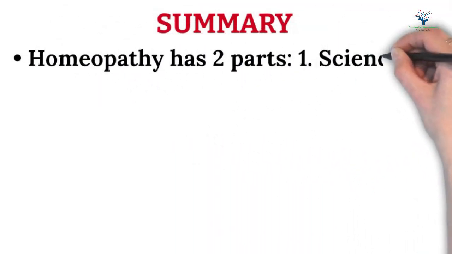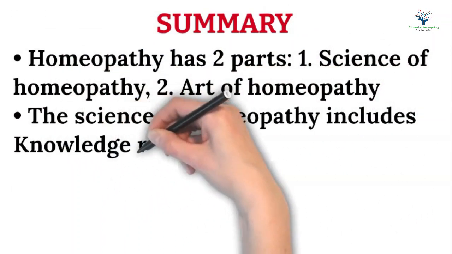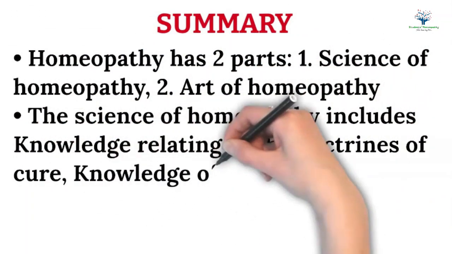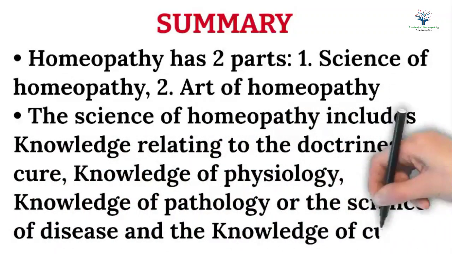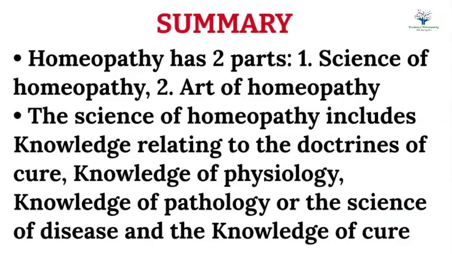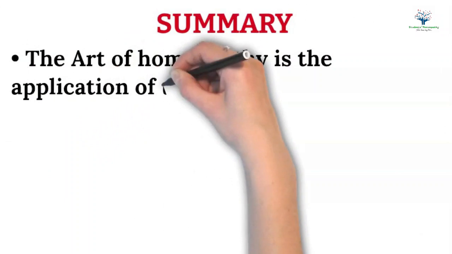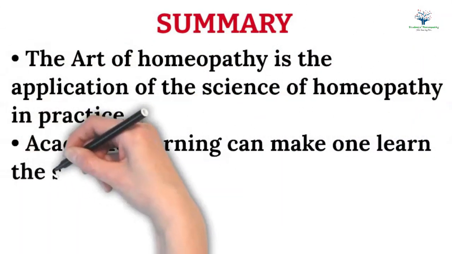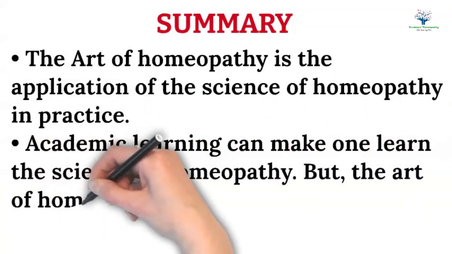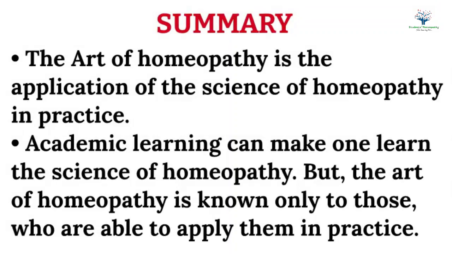Homeopathy has two parts, that is the science of homeopathy and the art of homeopathy. The science of homeopathy includes knowledge relating to the doctrines of cure, knowledge of physiology, knowledge of pathology or the science of disease, and the knowledge of cure. The art of homeopathy is the application of the science of homeopathy in practice. Academic learning can make one learn the science of homeopathy, but the art of homeopathy is known only to those who are able to apply it in practice.